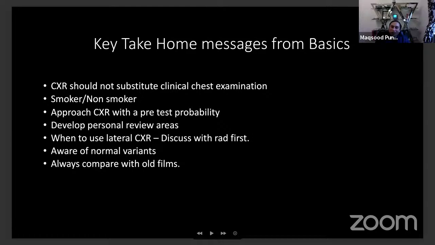Could you complete that slide? So okay, the key thing: never substitute a chest X-ray for a chest examination. Always mention whether the patient is a smoker or non-smoker. Have a pretest probability. Develop personal review areas. Always discuss with the radiologist for a lateral chest X-ray if needed. Be aware of normal variants. Compare with old films. That's the best friend you can get.